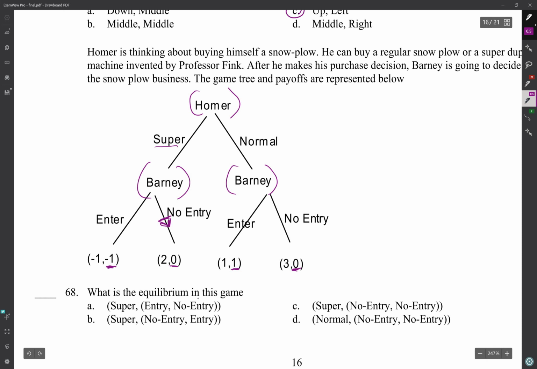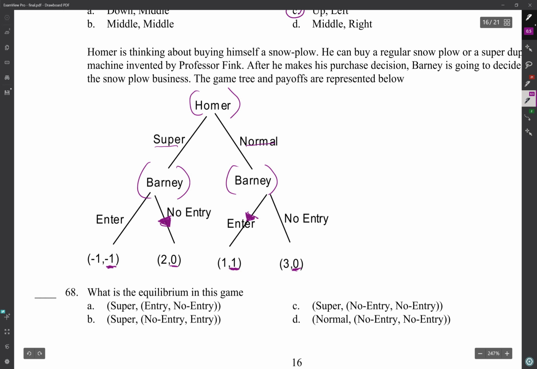I'm going to draw a little arrow here to denote if we go down this way, Barney's going to choose not to enter. But let's say that Homer chooses normal, so that we're at this node right here. Well, if Barney chooses to enter, he'll get a payoff of 1. But if he chooses no enter, then he gets a payoff of 0. So he's going to enter in this case.